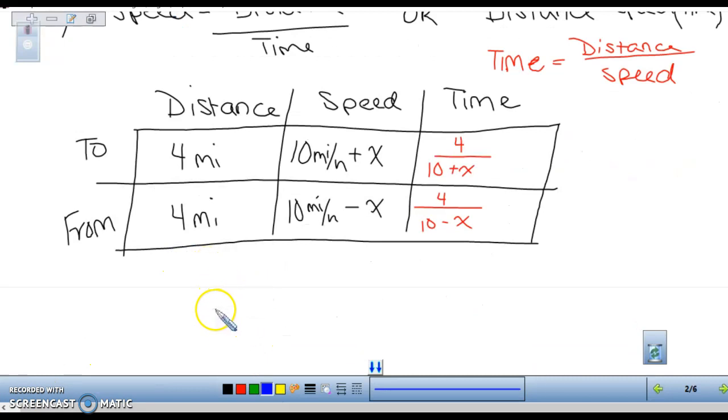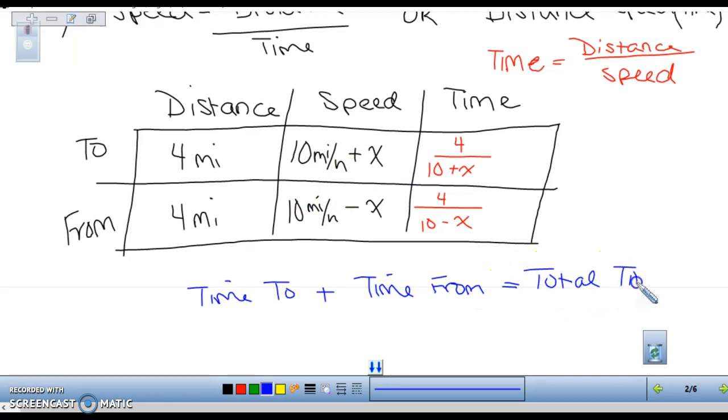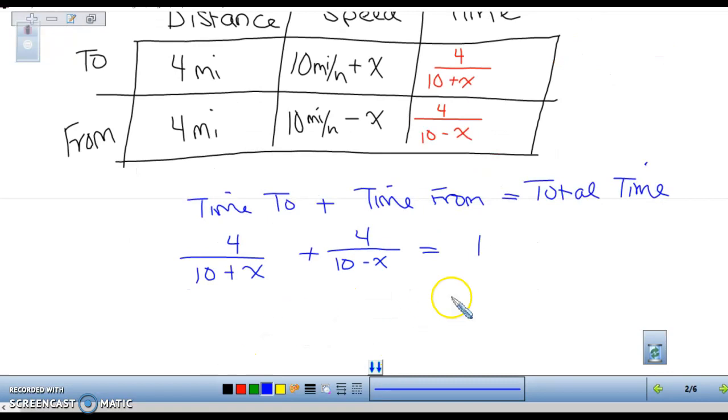So now we have the time to the store plus the time going back home gives us our total time for our round trip. So time to the store was 4 divided by 10 plus x plus the time from the store, which was 4 divided by 10 minus x, equals our total time, which was 1 hour. So now that we have our equation, we need to solve for the speed of the wind.